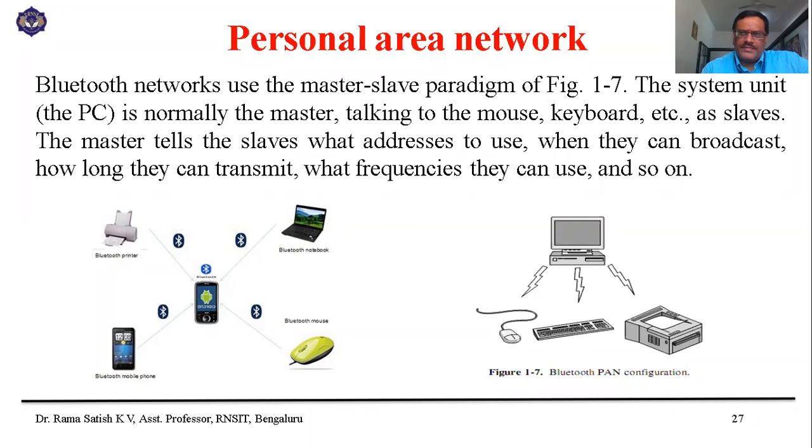We call it the master-slave paradigm. The system, that is the personal computer, is normally the master, and it talks to either a mouse or keyboard, or even today speakers. Bluetooth speakers and Bluetooth printers are available. The master, that is the personal computer, tells the slaves what address to use, what to broadcast, what to transmit, and in what frequency. So this is a personal area network.